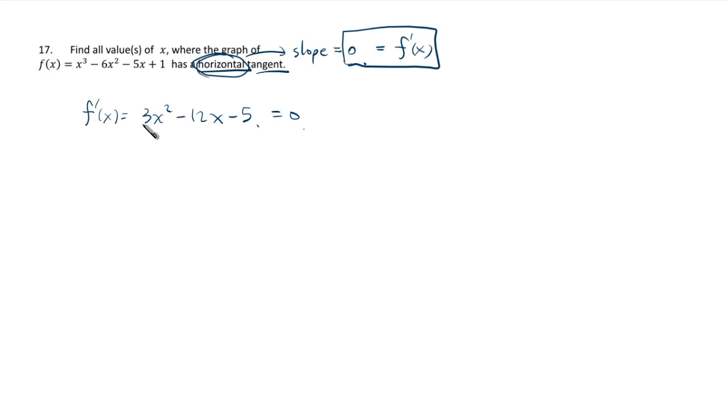Now, if you multiply 3 and negative 5, you get negative 15, and you try to factor this by finding two numbers that multiply to negative 15 and add to negative 12, after some struggle, you'll find that there is no such value. So, unfortunately, this cannot be factored simply, and therefore the only way to solve this would be to use the quadratic formula. So I hope you remember the quadratic formula. It's x equals negative b plus or minus the square root of b squared minus 4ac, all over 2a.